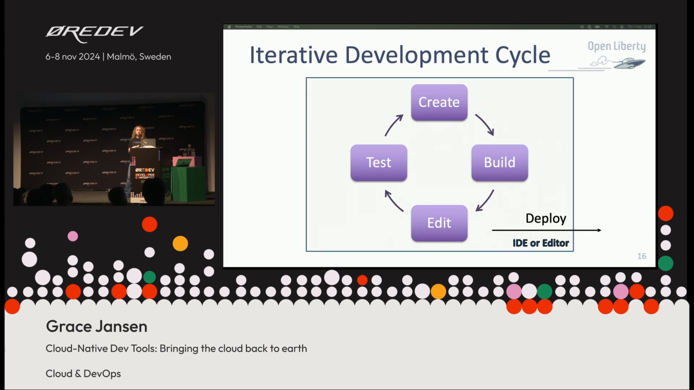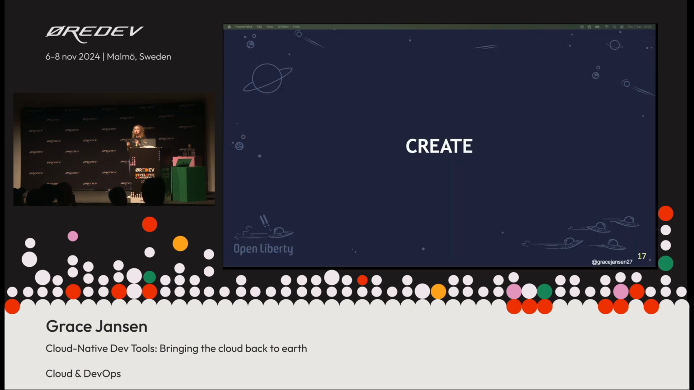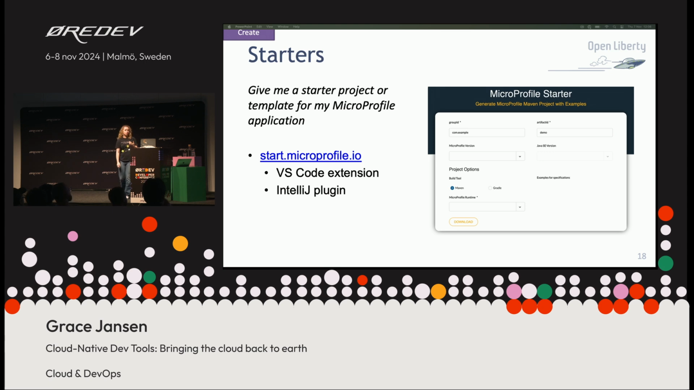So in terms of the inner development cycle, we're going to take a look at each of these different boxes I've identified here: create, build, edit, test, deploy, and take a look at what tools can help us with this. So the first of those is create. When it comes to actually creating code for our application, what can we use to be more productive? And a great starting point is starters. So starter projects available from various different open source runtimes and frameworks.